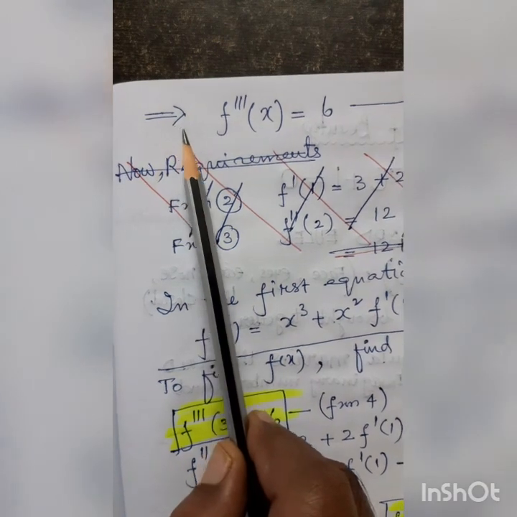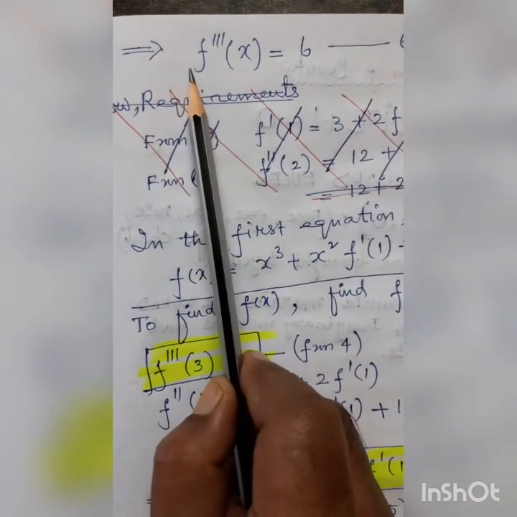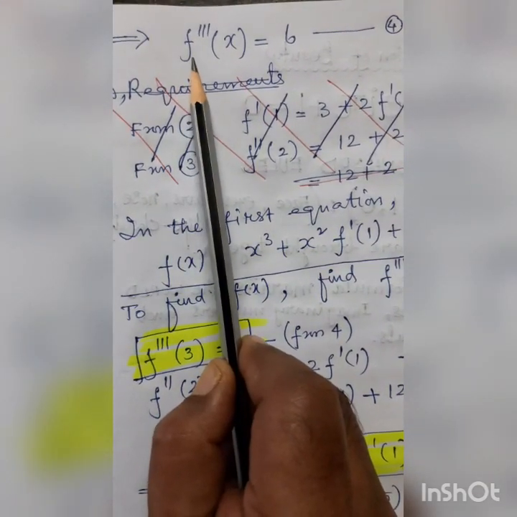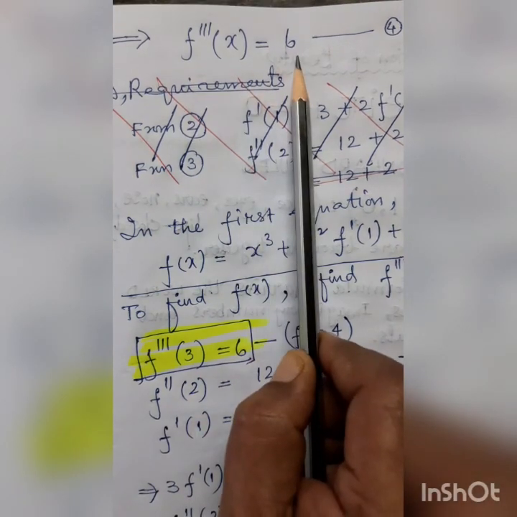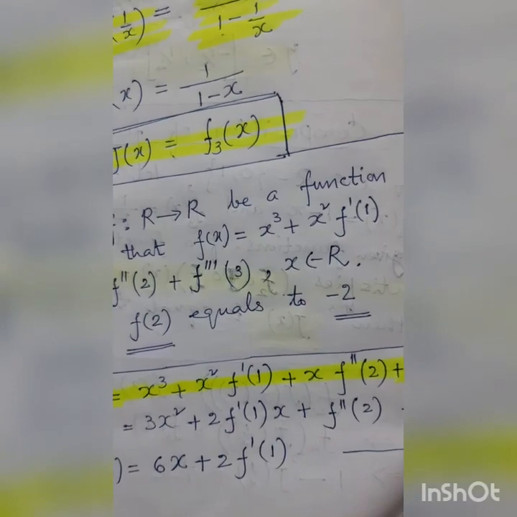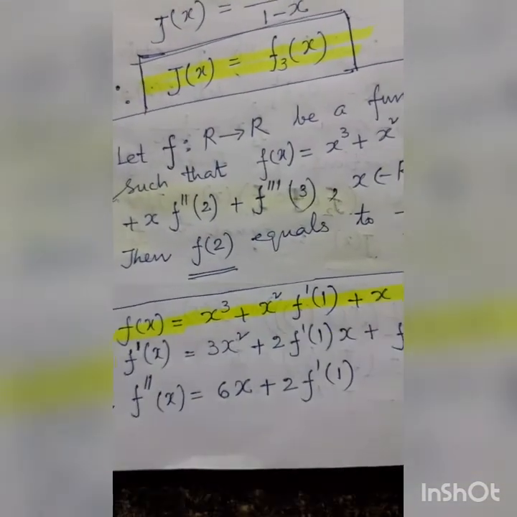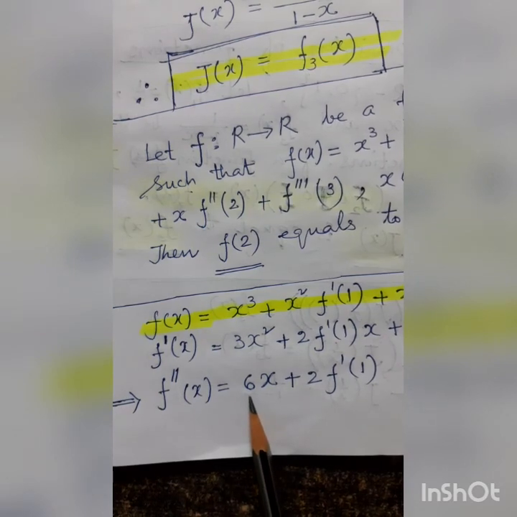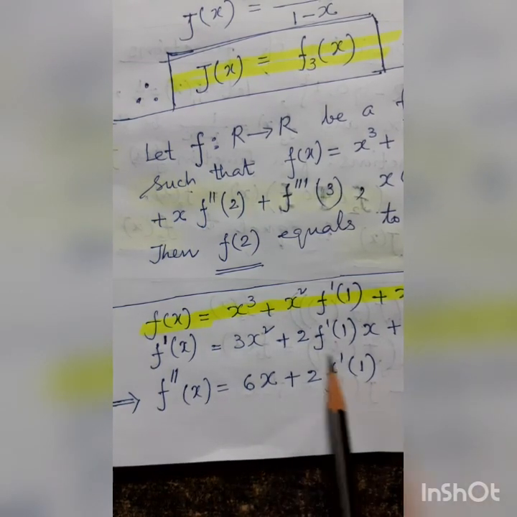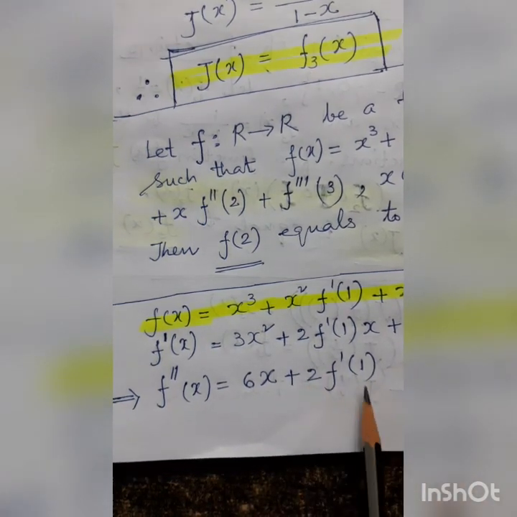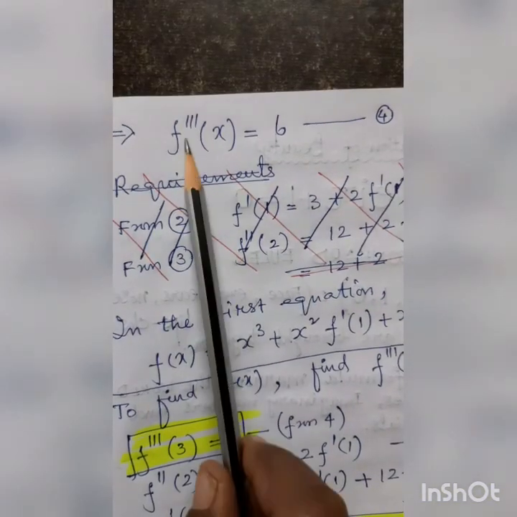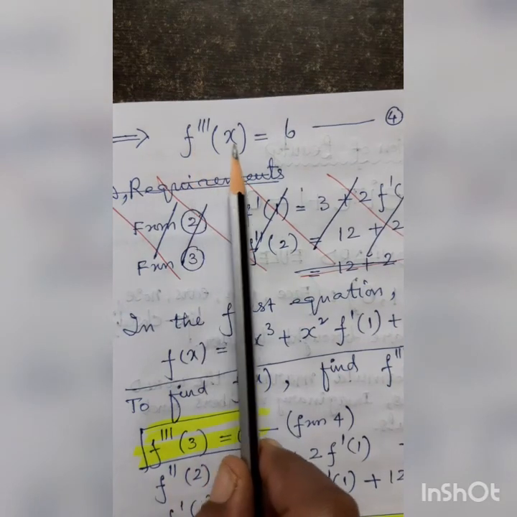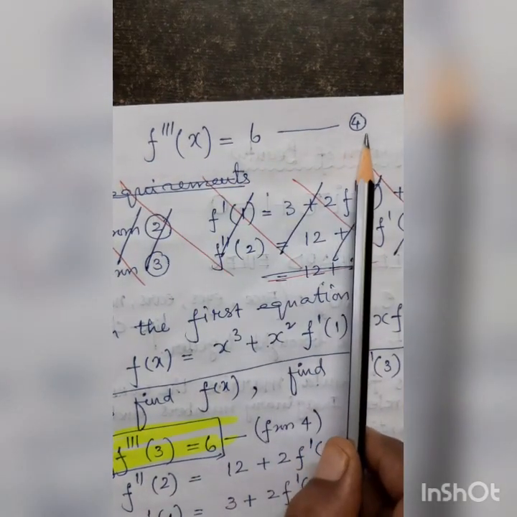This implies f triple dash of x equals 6, because here f double dash of x is 6x, so 6 into 1 plus a constant, which becomes 0. Therefore, f triple dash of x equals 6. Equation number 4.